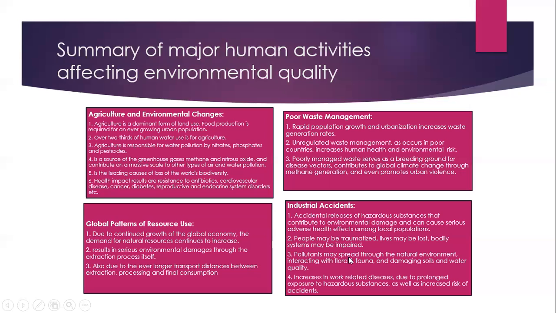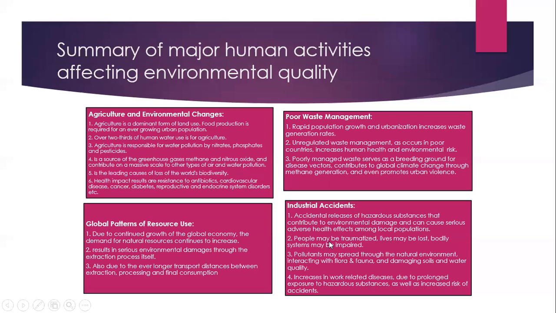And then lastly, let us look at industrial accidents and their role in affecting our environmental quality. We know that industrial accidents release hazardous substances that continue to contribute to environmental damage, and they cause serious adverse health effects among local populations. And as mentioned in the previous slide, depending on the nature and the scale of the accident, it can also affect persons in communities or even in countries further afar. If those releases are air pollutants or even water, we know they could be transported via wind patterns and water currents to far distances.